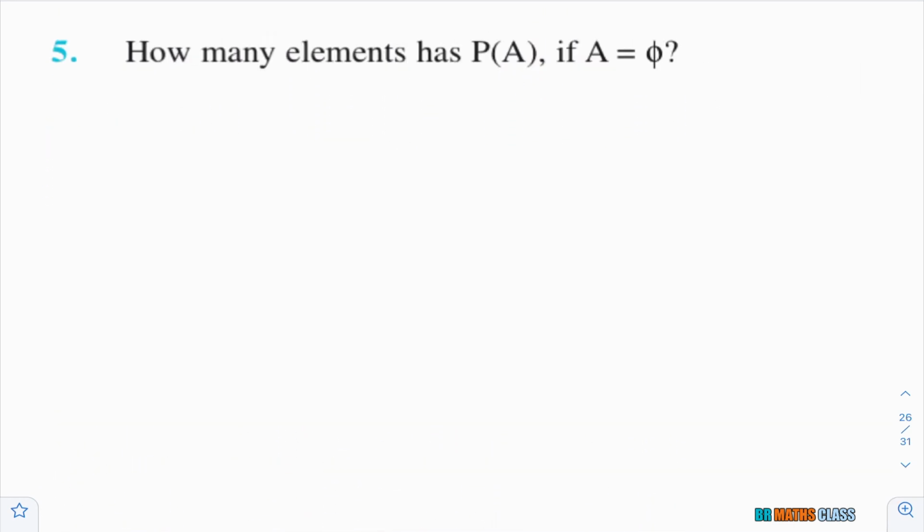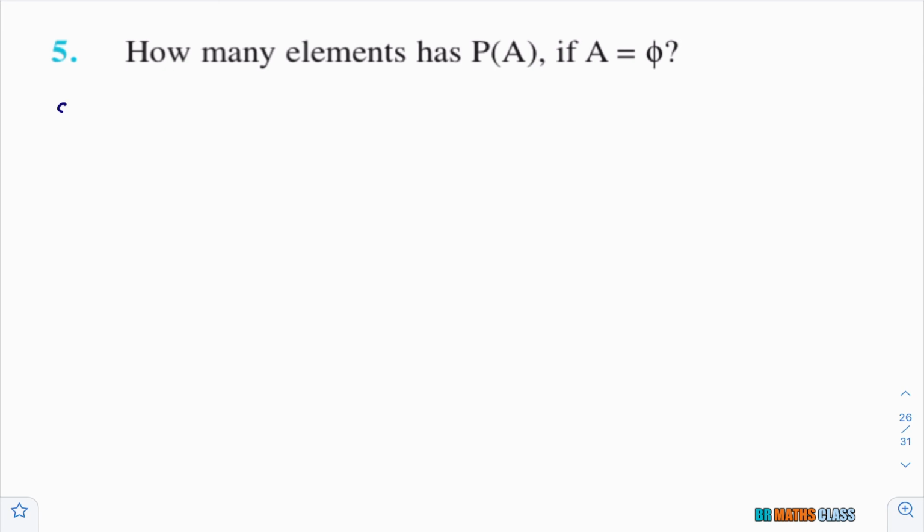You observe this question. How many elements has P of A? P of A means, you know, the power set. In that theory part, we learned that if set A has m elements, the number of elements in P of A is 2 power m. The number of subsets is the same as the number of elements in P of A, that we discussed in theory part. Okay. If set A has m elements, the number of elements in P of A is 2 power m.